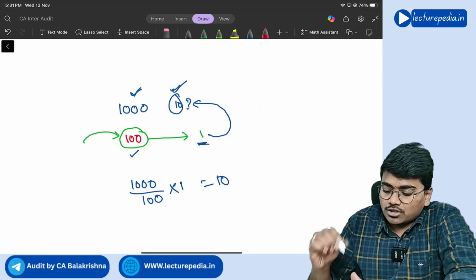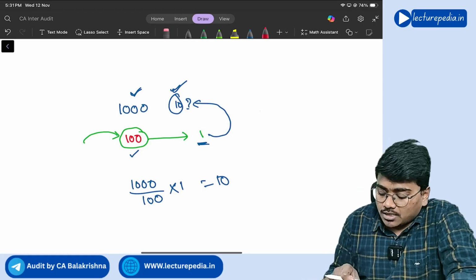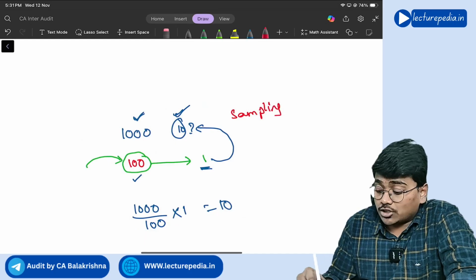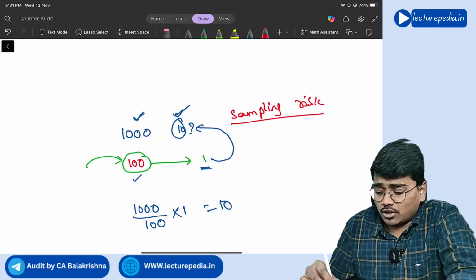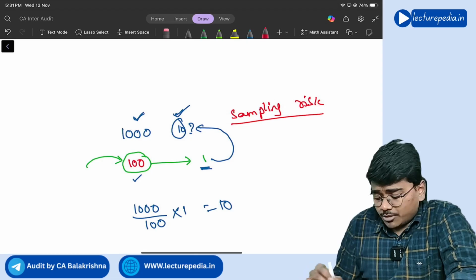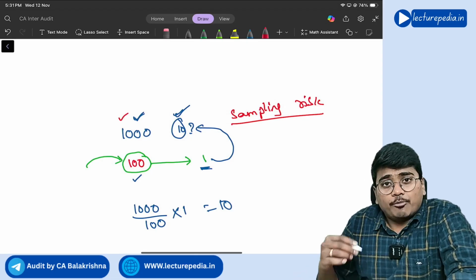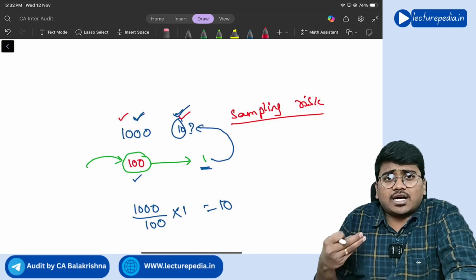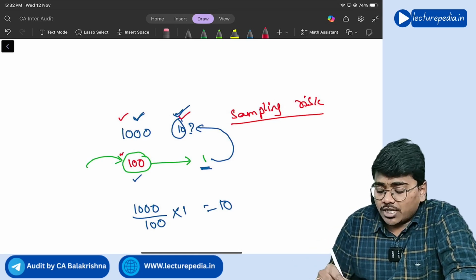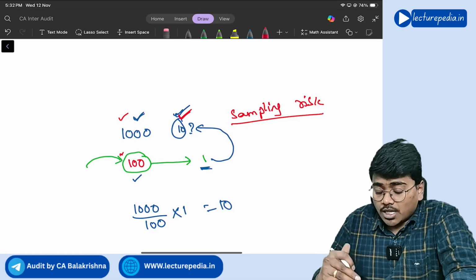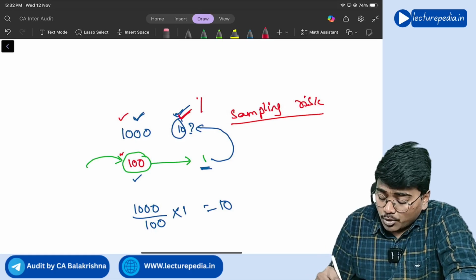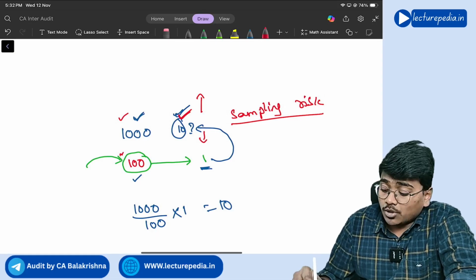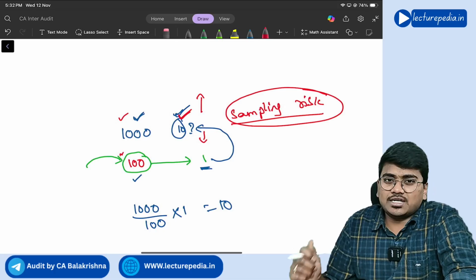Now, because of this sampling, there is a sampling risk, correct or not? Why does this sampling risk arise? Because you have not performed audit procedures on the complete population, but you are telling that there will be 10 misstatements in the population, which is not necessarily correct, right? Just based on the sample you came to this guess. So in the population there can be more than 10 misstatements or fewer than 10 misstatements, right? So you will call it sampling risk.